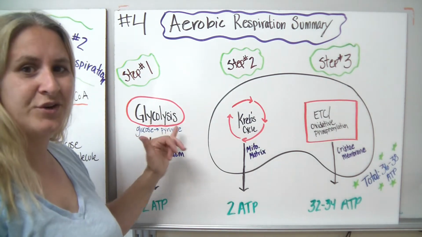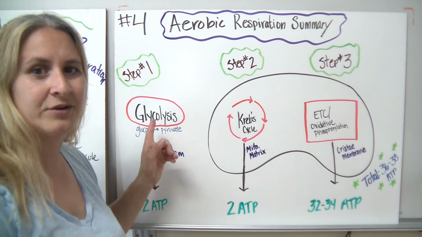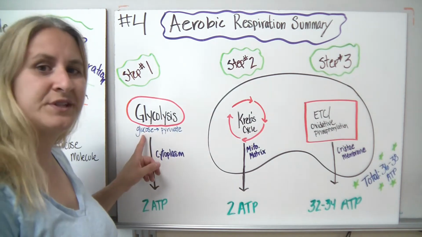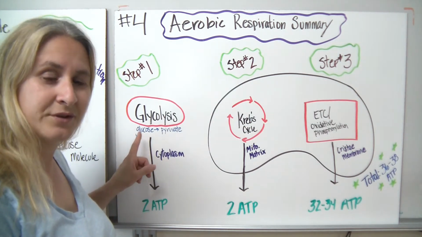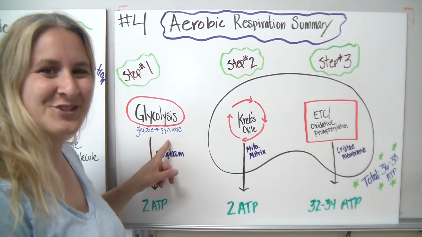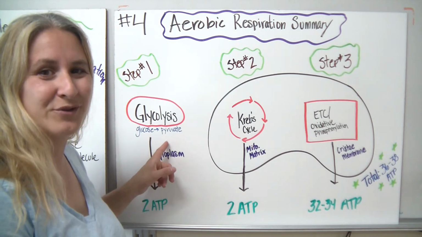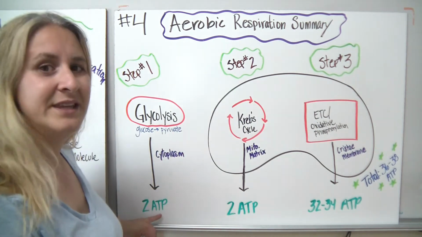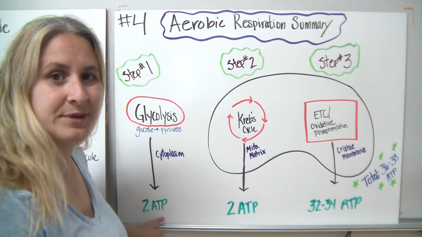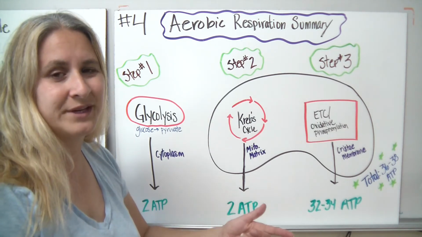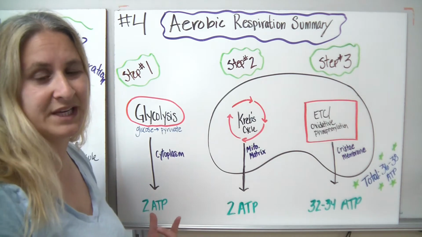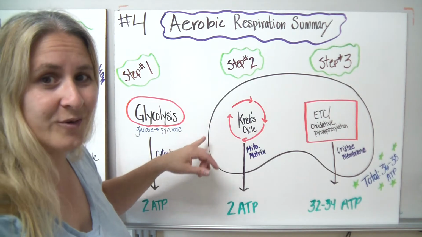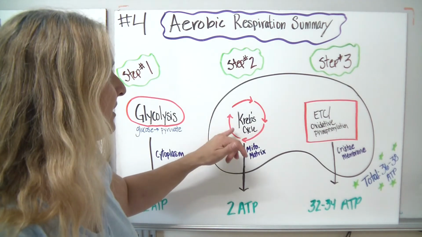Okay, so step one. Remember we said no matter what kind of respiration you're going to carry out something called glycolysis, which happens in the cytoplasm. What we're doing during glycolysis is taking glucose and converting it into pyruvate, which remember is a 3-carbon compound. So we're going to make 2 of those. In the end, we're going to gain 2 ATP because remember we had to use 2 ATP, we made 4 ATP, so we've only gained 2 ATP here.